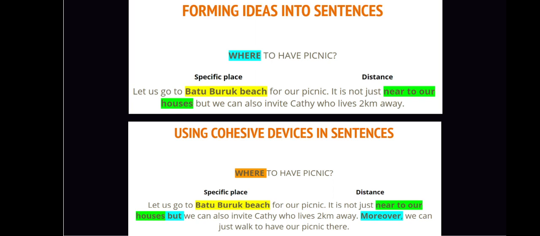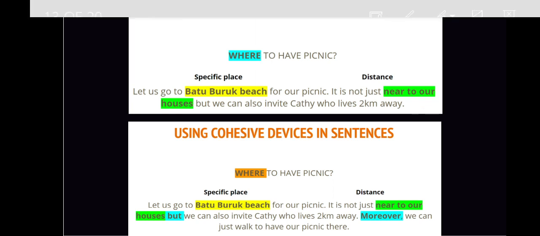Okay, for example here, let us go to Batu Buruk Beach for our picnic. So you mentioned the specific place. It is not just near to our houses, but we can also invite Cathy, who lives 2 kilometers away. So here, the connector used is but. Okay, and then last one, moreover, we can just walk to have our picnic there. So here, you add up something. You add moreover. So it makes the sentences that you have more organized. Okay, let's continue.